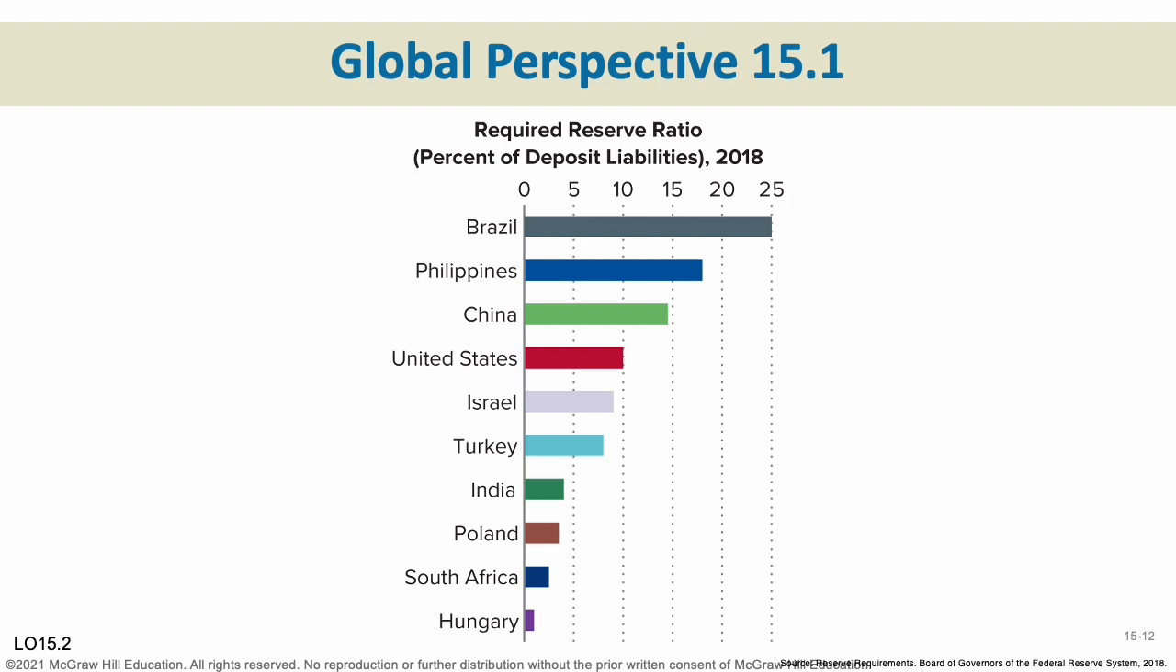In this case here are just some various reserve ratios. As of 2018, Brazil was the highest of these countries studied. The U.S. slightly below China, then Israel, Turkey, India, Poland, South Africa, and Hungary. So these are just examples of how reserve ratios can vary in different countries.